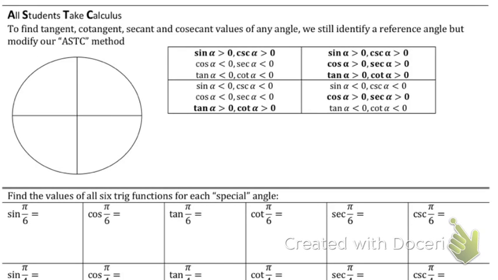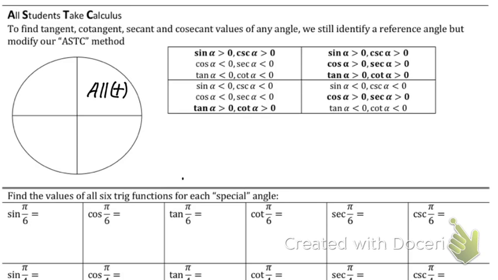All right, let's go back to All Students Take Calculus. And we're going to add something to that in case you're the person that uses reference angles, which is really, really easy if you use reference angles. If you do not, I'm not going to take points off, but it's going to take you a little bit longer. So if you're using reference angles, we have All. That just means everything is positive.